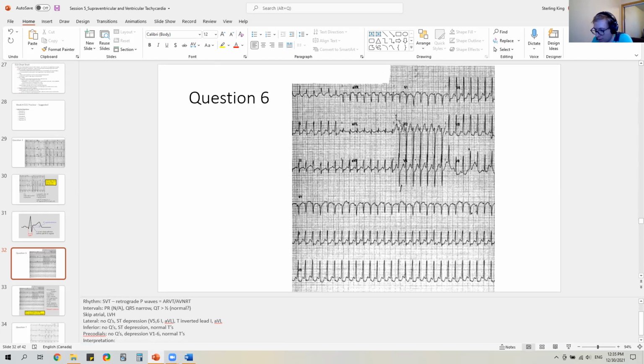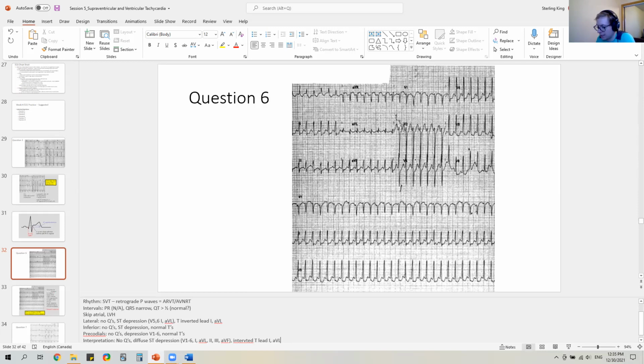So interpretation. It looks like there's no Q's. There's diffuse ST depression. So we've got V1 through 6, 1 in AVL. Oh, and inferior. So 2, 3, AVF. So basically almost everything. And then inverted T's, lead 1 and AVL.